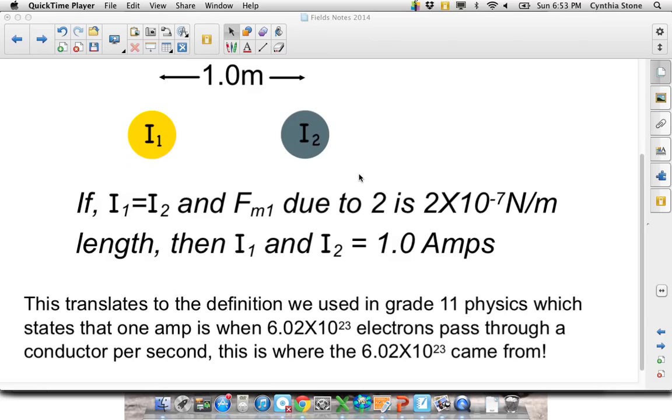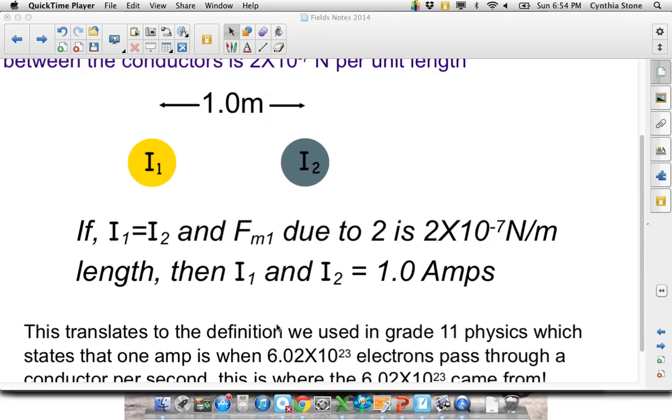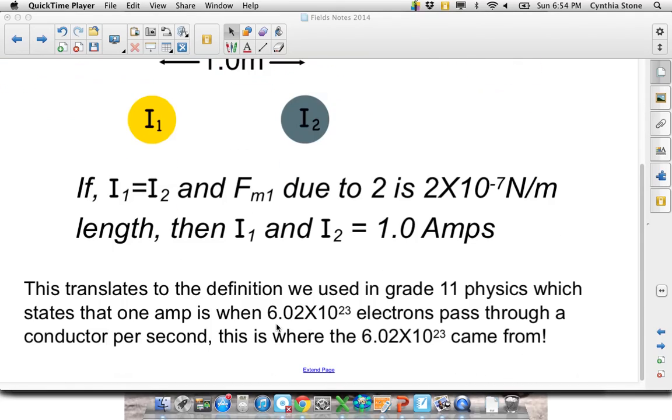That progresses to the idea we use in grade 11. I much prefer this definition. You can picture this. It makes sense. 1 amp is that many electrons in a conductor per second. That's how we see it, but this is where it came from.